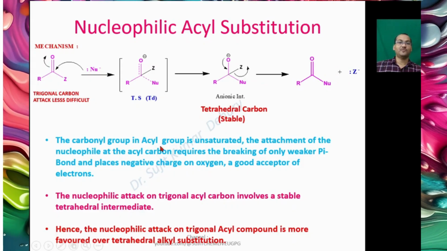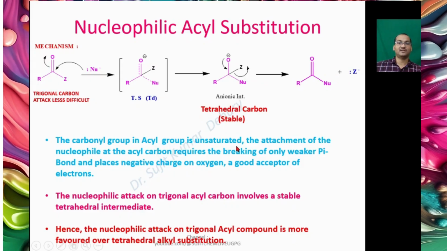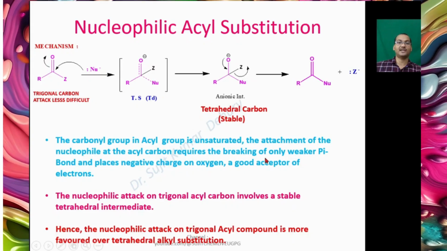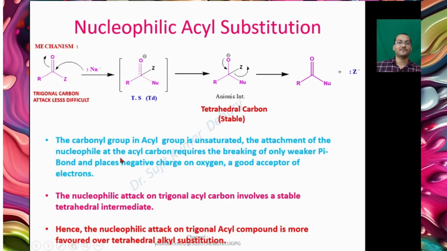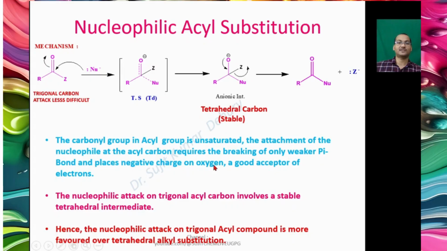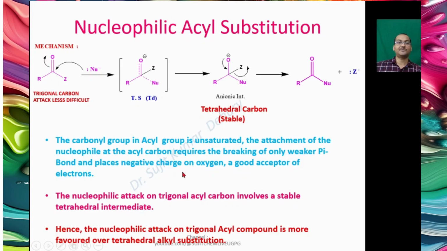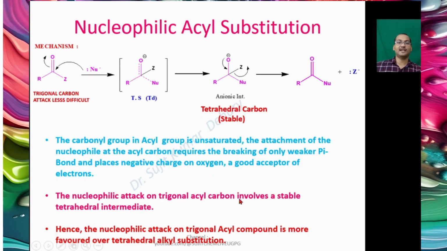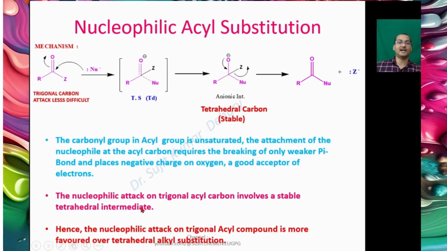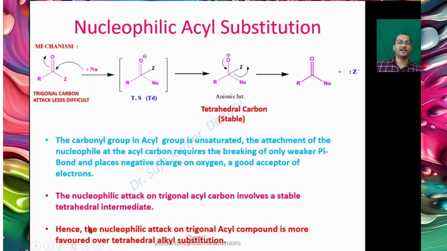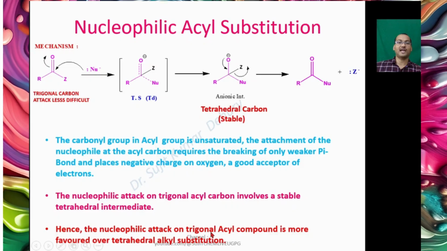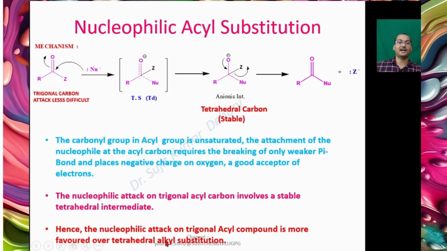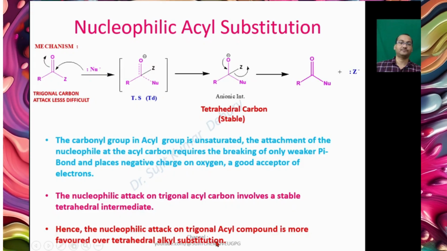So the carbonyl group in the acyl group is unsaturated. The attachment of the nucleophile at the acyl carbon requires the breaking of only the weaker pi bond and places negative charge on oxygen, which is a good acceptor of electrons. The nucleophilic attack on the trigonal acyl carbon involves a stable tetrahedral intermediate. Hence the nucleophilic attack on a trigonal acyl compound is more favored over substitution at a tetrahedral alkyl carbon.